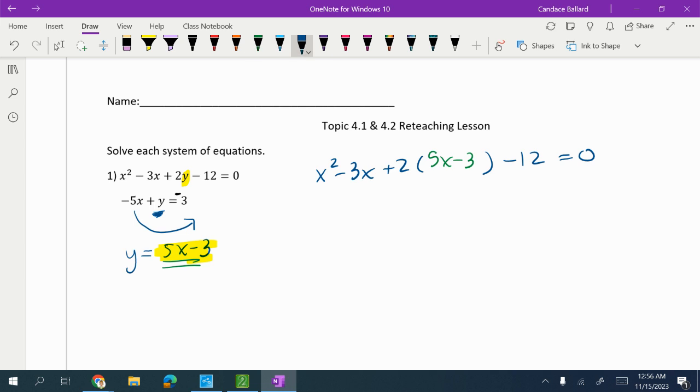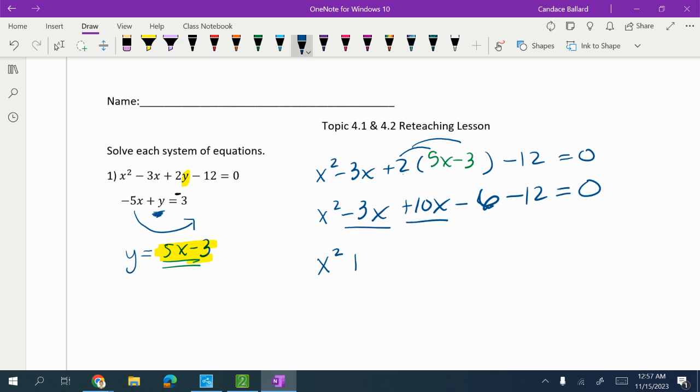Next thing is I'm going to follow my instincts, and I'm going to go ahead and distribute that 2. So I'm dropping down the x squared. I'm dropping the 3x. 2 times 5x is 10x, and 2 times negative 3 is negative 6. And then drop the minus 12 and the equal 0. Now we're going to combine like terms. So I only have the 1x squared. I'm just going to write that down. Negative 3x and positive 10x is positive 7x. And then negative 6 and negative 12 would be negative 18 equals 0.